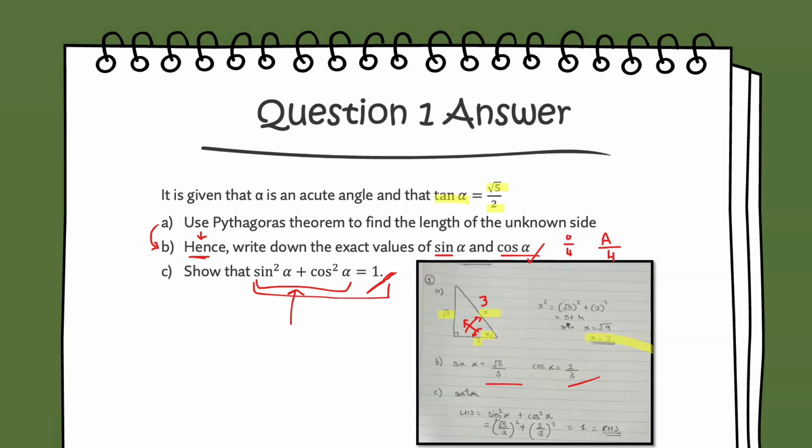We know sine A and we know cos A. So if we want to find sine squared A and cos squared A, we just have to square these numbers. So sine squared A is root 5 over 3 squared, and cos squared A is 2 over 3 squared. If you put that in your calculator, you will get 1, which is equal to the right-hand side. And that's how you show your proof.